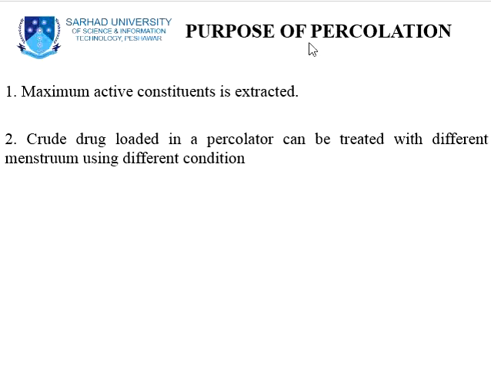The purpose of the percolation. The main purpose of the percolation method is to extract the maximum required active constituents. And secondly, we can also treat the crude drug with different selected solvents, that is, aqueous soluble and fat soluble constituents of the crude drug can be treated with different menstruum using different conditions and methods. But remember that only one menstruum should be used at a time.